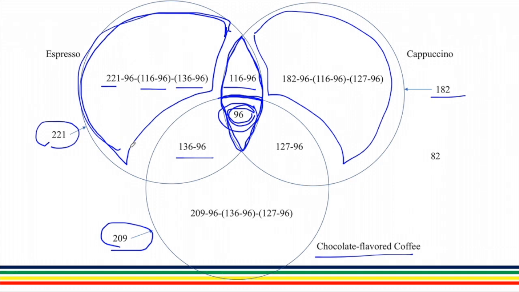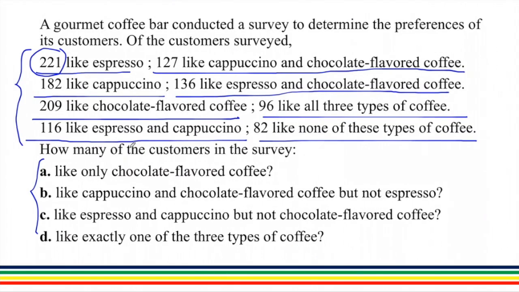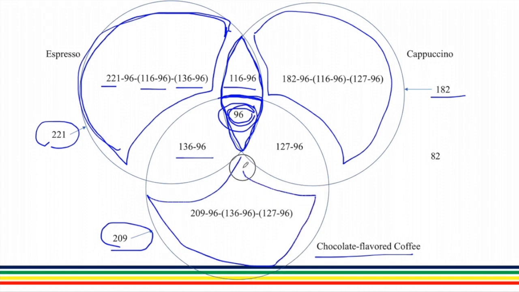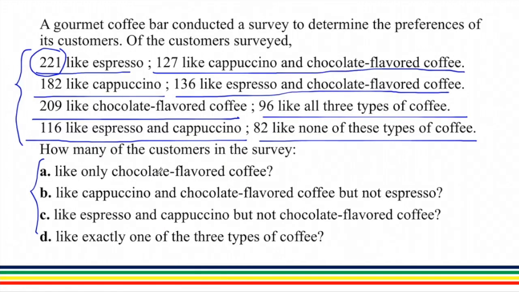Now, if we go back to the question, how many of the customers in the survey like only chocolate flavored coffee? So that area here. So let's solve for the numbers. 209 minus 96 minus 136 minus 96 minus 127 minus 96. That's equivalent to 42. So therefore, the answer for letter A is 42 customers like only chocolate flavored coffee.